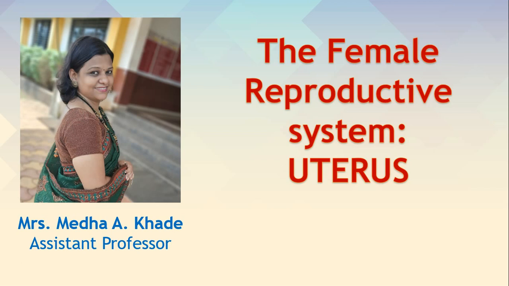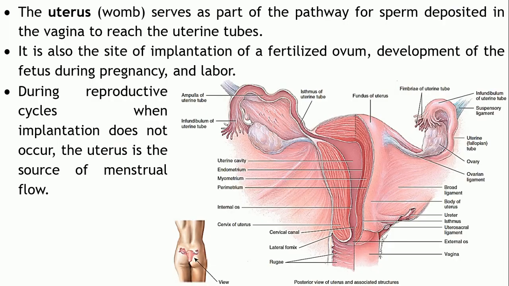So let us continue with the female reproductive system. The organ which we are going to consider in this particular video is the uterus. The uterus, which is also known as the womb, is a part which acts as the pathway for the sperms which are deposited in the vagina. So it has several functions.